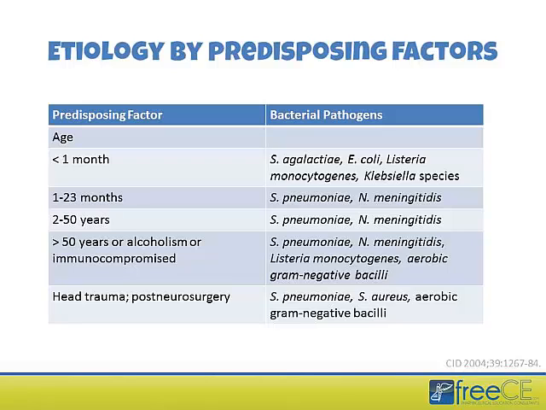Now, when you get over the age of 50, or if you're a younger person who has a history of alcoholism or is immunocompromised, strep pneumo and Neisseria are still common, but now you also have to cover for Listeria and aerobic gram-negative bacilli. If there's head trauma or somebody has had a neurosurgical procedure done, strep pneumo is still common. However, now we also need to account for the fact that Staph aureus could have been introduced, and we also need to cover for aerobic gram-negative bacilli.